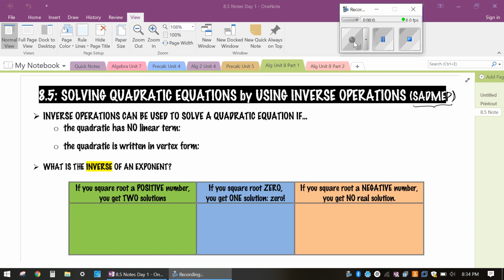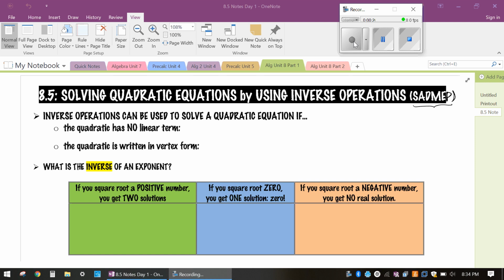Hello, Algebra students, and welcome to Lesson 8.5 on how to solve quadratic equations by using inverse operations. Now, we've used inverse operations before. We've actually been using them probably since middle school. Inverse operations is just a fancy way of saying that you have to use the backwards order of operations.